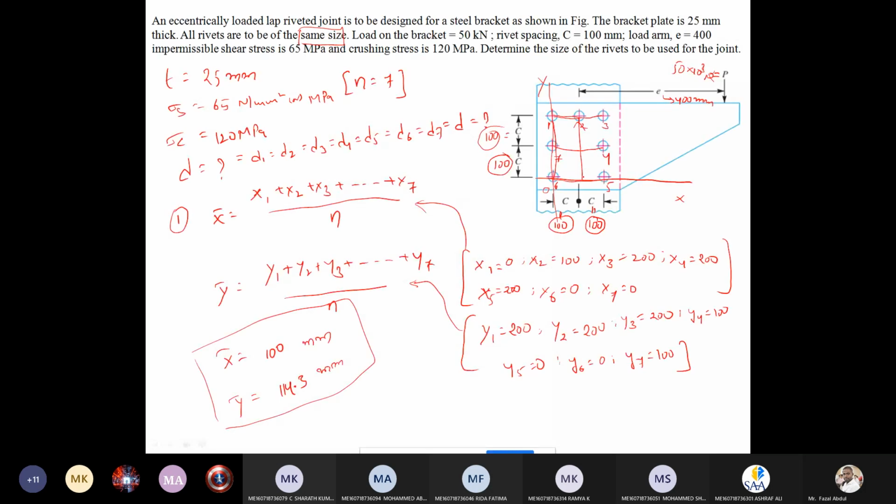Now the second step is introducing the two forces, one is P1, one is P2. So the center of gravity I'm locating here. x bar is 100, so the vertical line along which it is located, and y bar is 114.3, which means up to here, 100 plus 10, somewhere here. This is the center of gravity for this system.